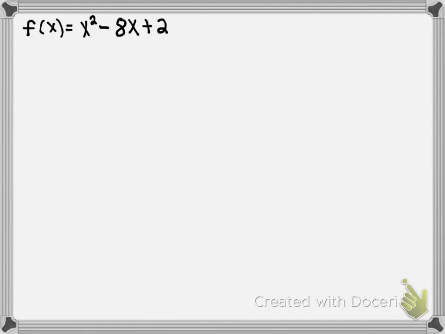So the first step would be to identify the value of b, which is the coefficient in front of x. So that would be this positive 8 right here. So b is going to equal 8.